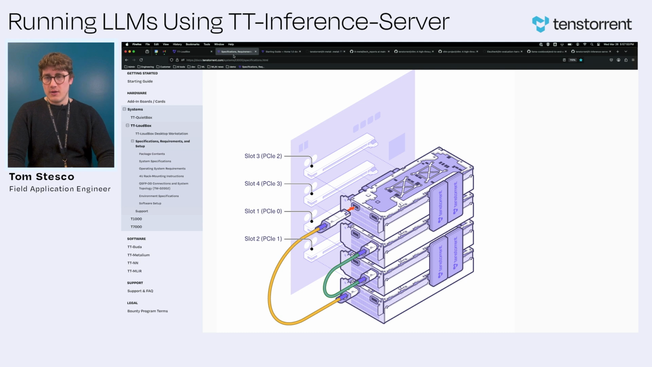So we're going to be running with TT-LoudBox today, and this is kind of a schematic of the inside of the TT-LoudBox with 4 N300 cards. So you can see the QSFP-DD Ethernet cables, as well as the warp connectors on the side. So it's 4 N300 cards all interconnected together for a total of 8 Wormhole chips.